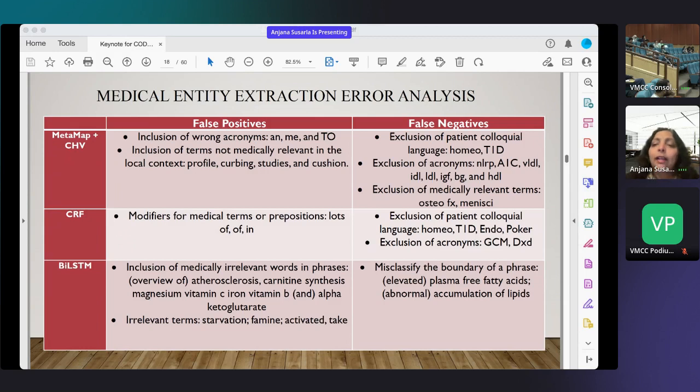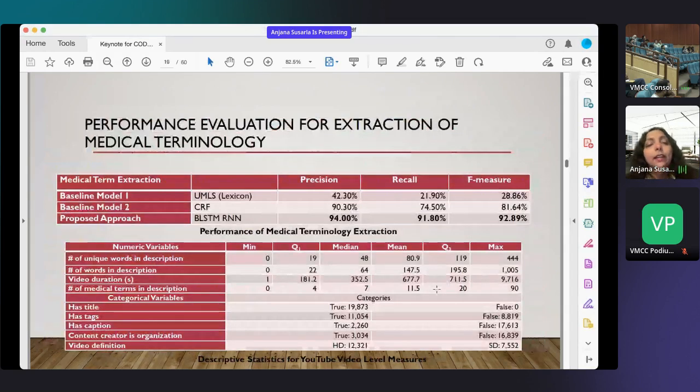So, again, we found that we needed a lot of care with respect to annotation, and we had to do a lot of smaller experiments to make sure that our annotation and our approaches are really representing information correctly. And on the performance evaluation, the BILSTM approach was extremely good. So what it does is we can detect medical terminology in videos.